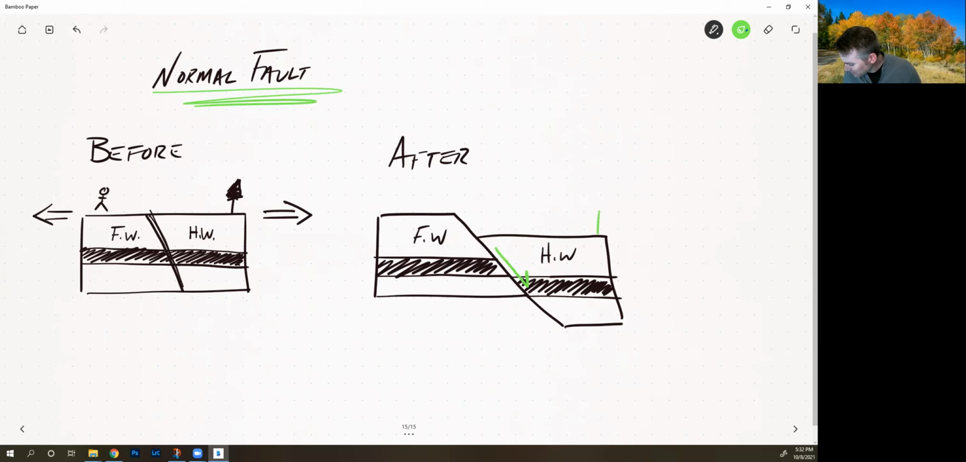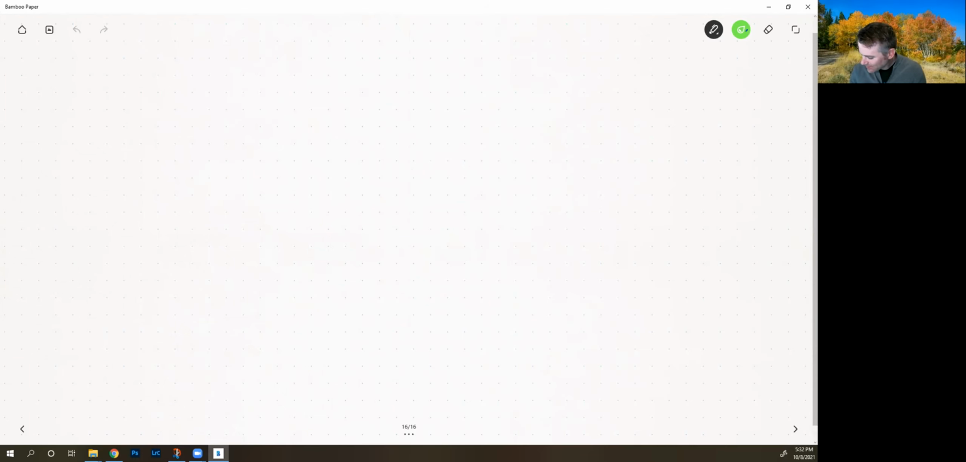Oh, well, maybe I'll put the tree right here. And now the person is green. Okay, so that's our normal fault. That's how you would draw that. Piece of cake. So then for a reverse fault, the way you draw that, let me go back to my other color here.